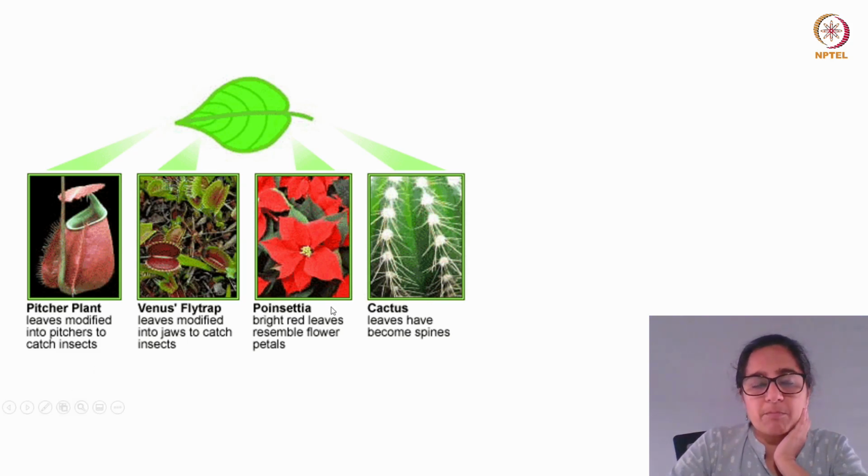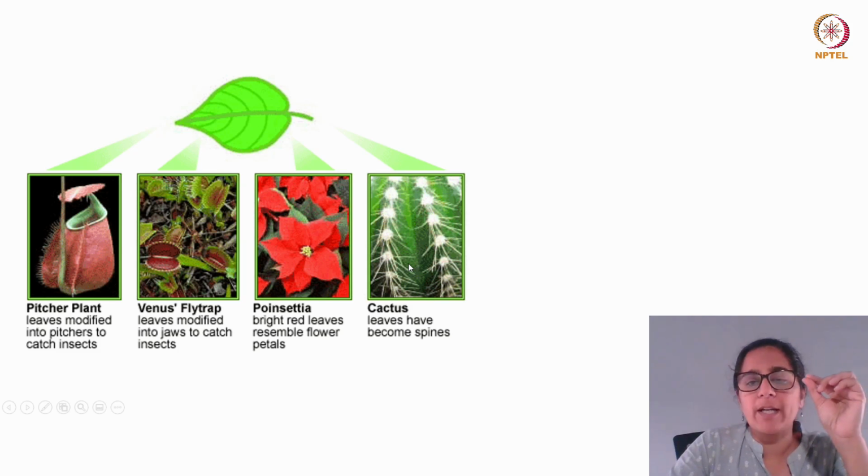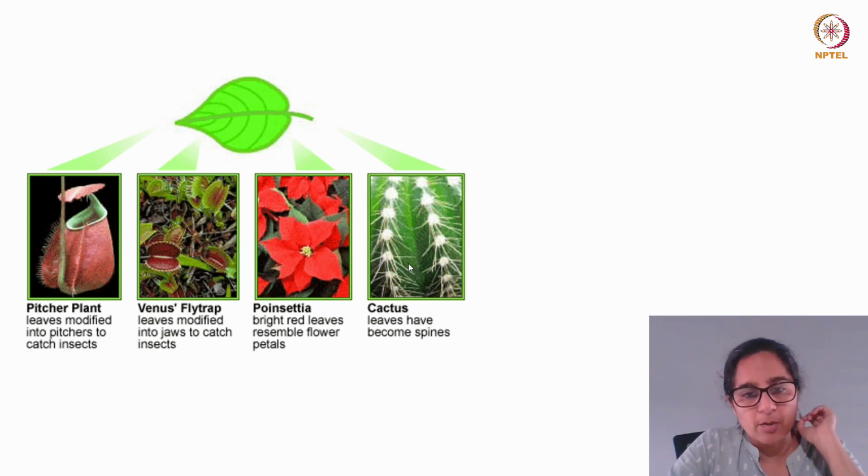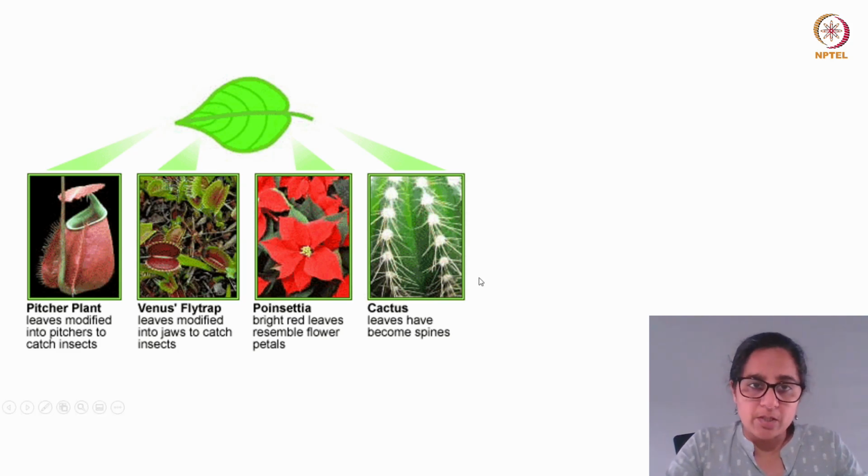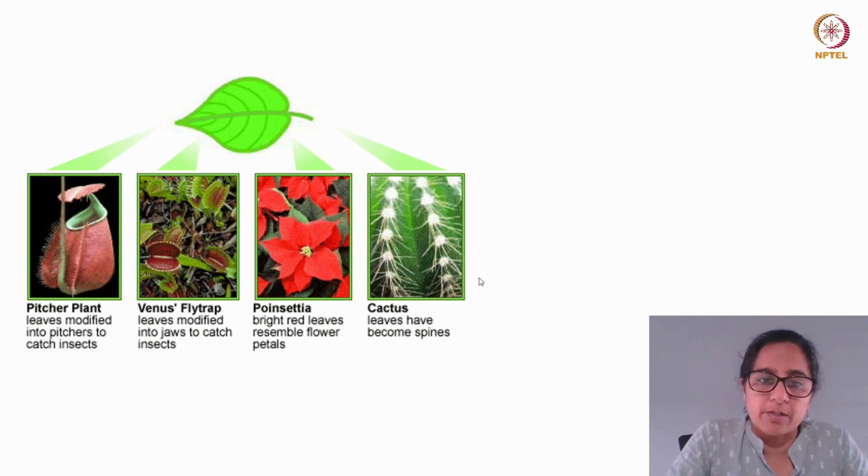Poinsettia is something which many of you might have seen. These are one of the decorative plants, right? These are not petals, but these are bright leaves that resemble flower petals. Okay, again, one more modification. Cactus, again, the leaves are modified into spines. So these are various examples of, again, structural homology. All again, leaf is the same common structure, but it has been modified to serve different functions.